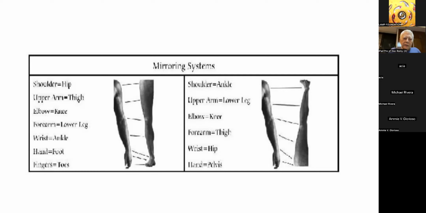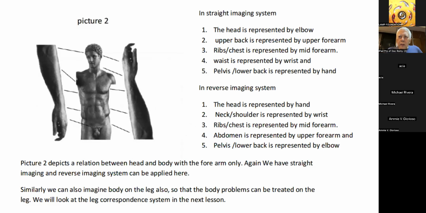Imaging is different. Next, sir. This is straight imaging. You image, like in this sample, you image the head with the hand, the neck with the wrist, half of the forearm, the chest, down to the bottom. The one on the left is the direct imaging. The one on the right is the reverse imaging. You cannot go wrong if you use this.